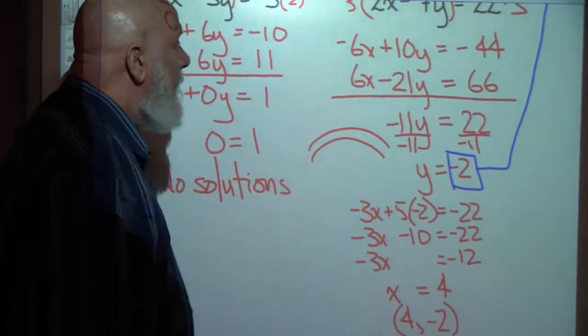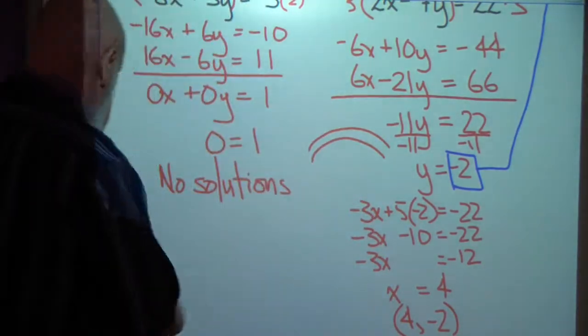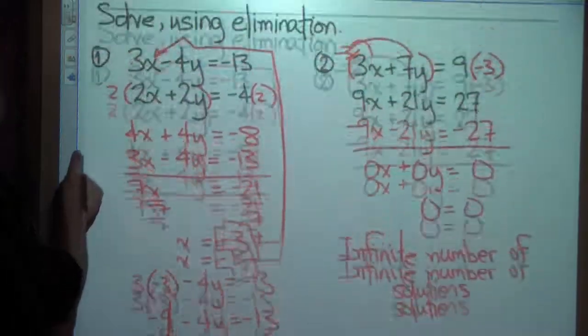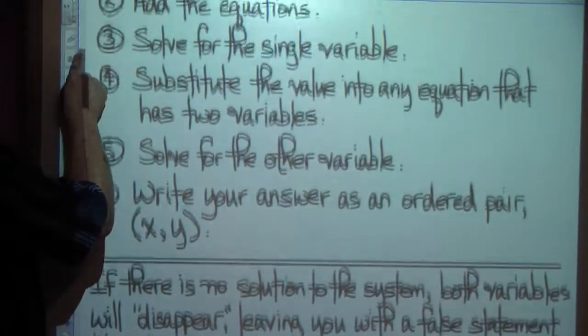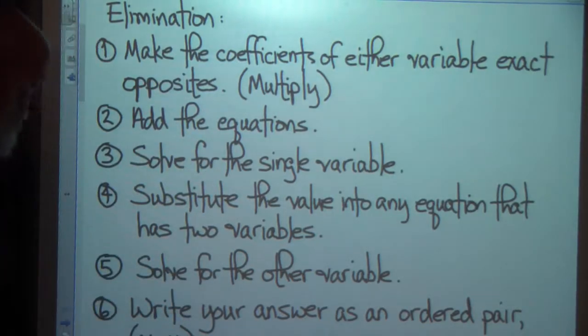Okay. That's the elimination method. You can do this. Follow these steps. Write them down in your own hand. Take your time. Elimination. Those are your steps.